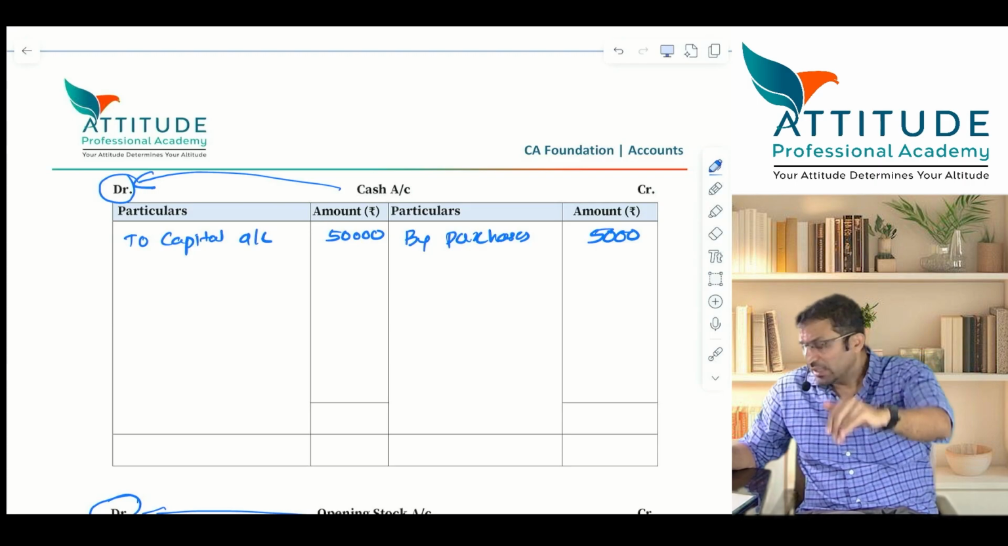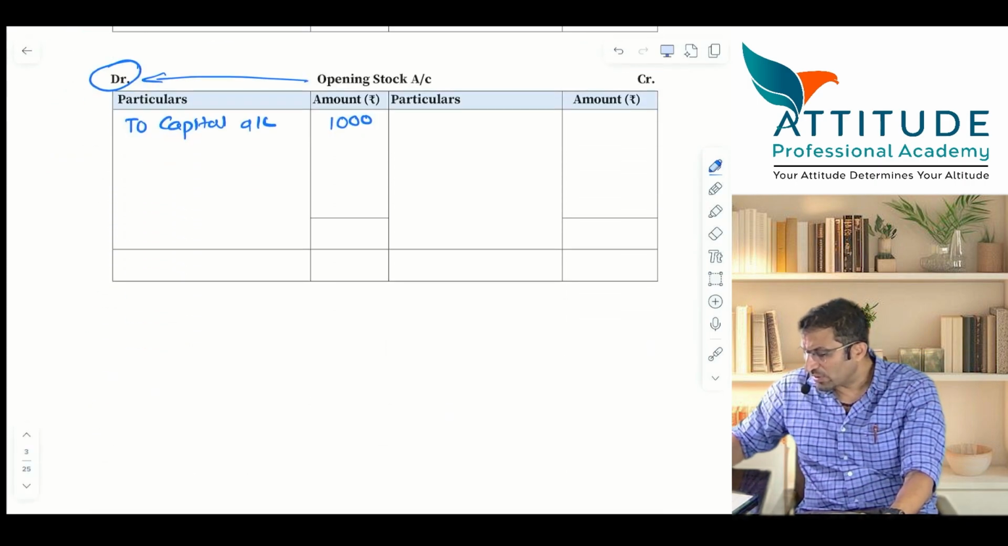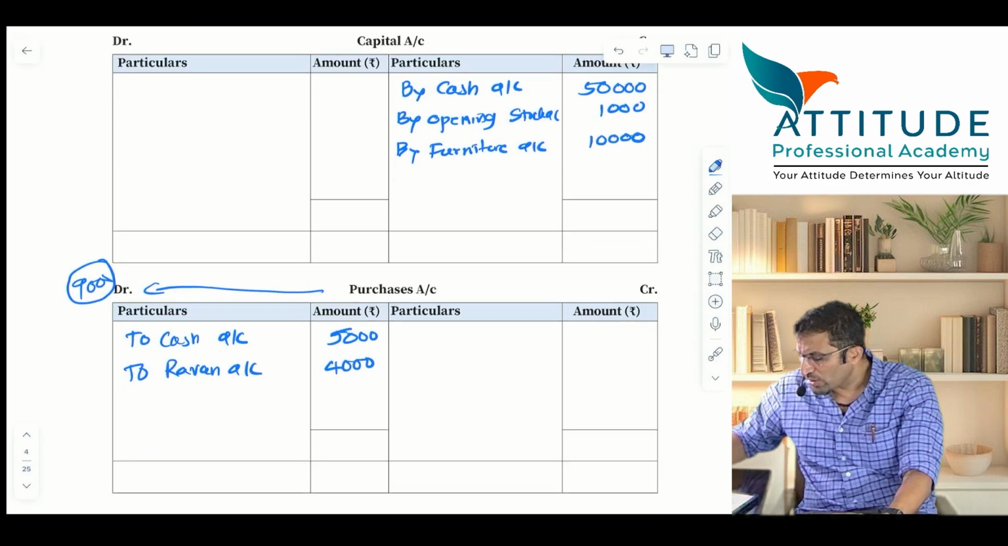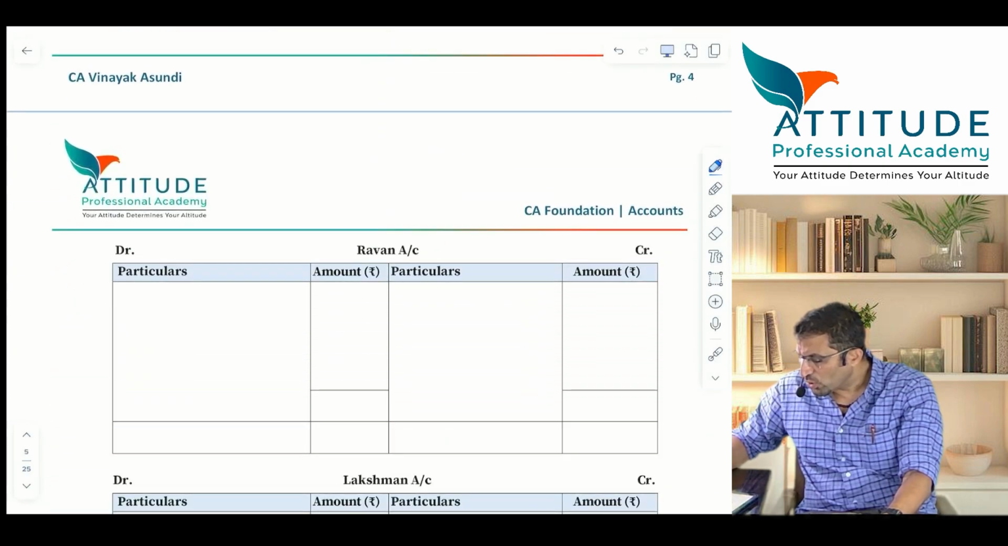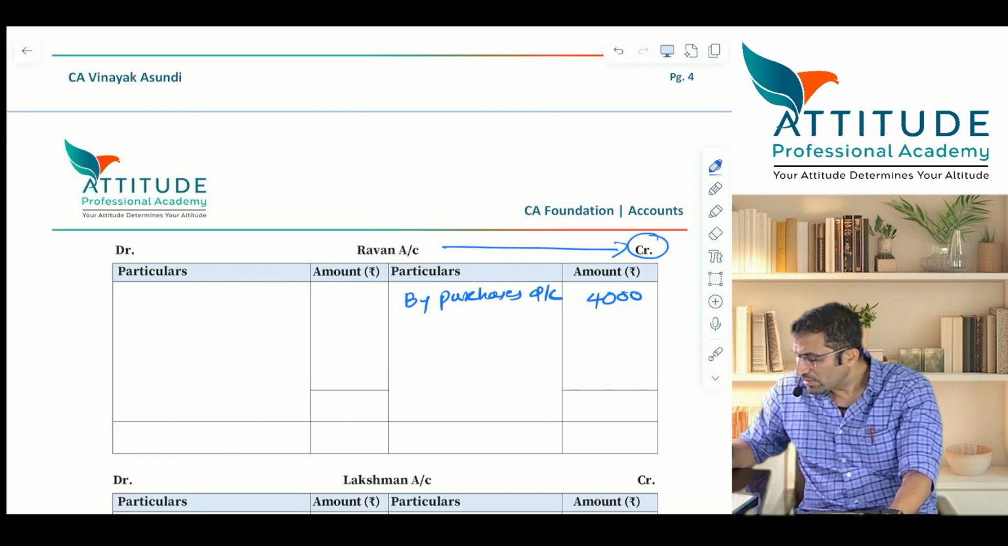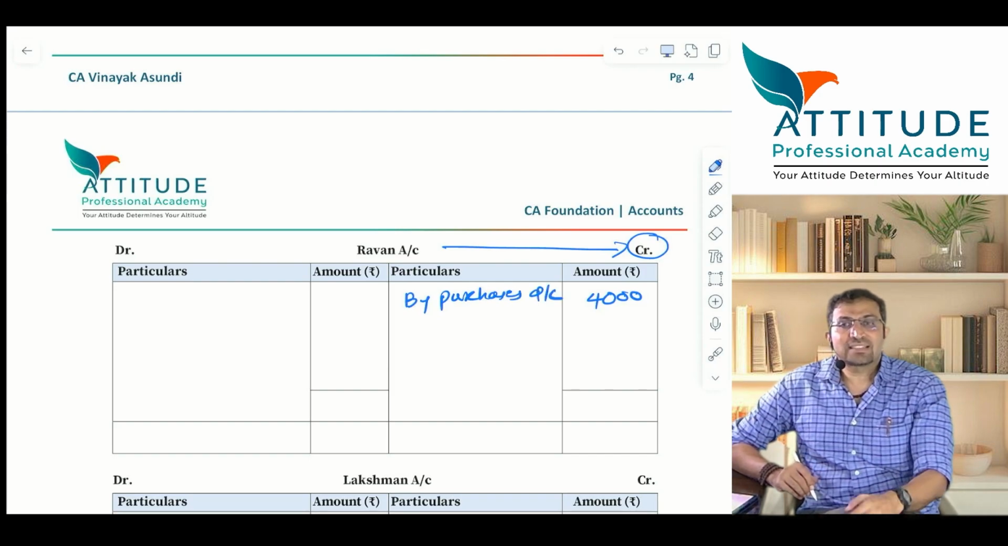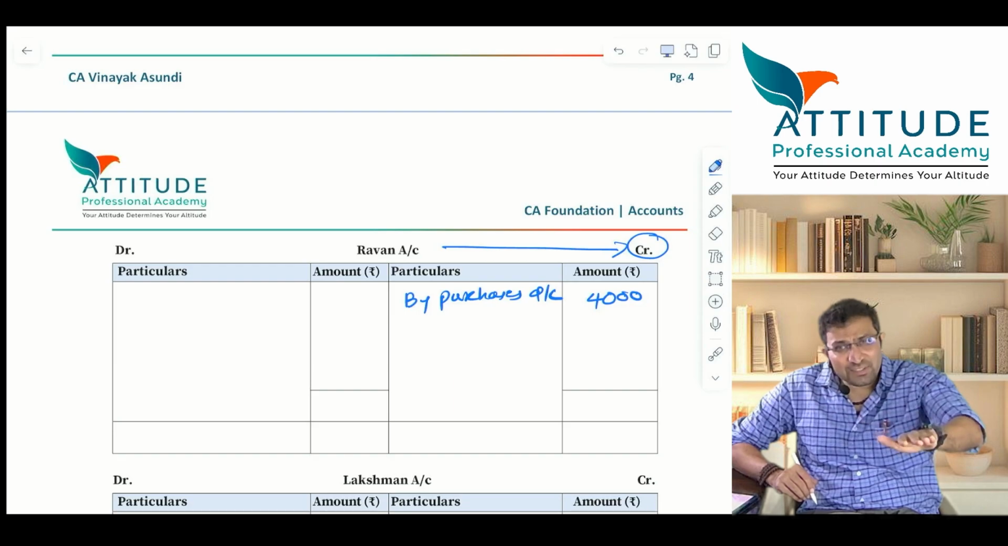Clear? Now, what is the other account? Ravan account is also on the credit side, correct? Go to Ravan on the credit side. How much? 4,000 by purchases account. The second journal entry is successfully posted.